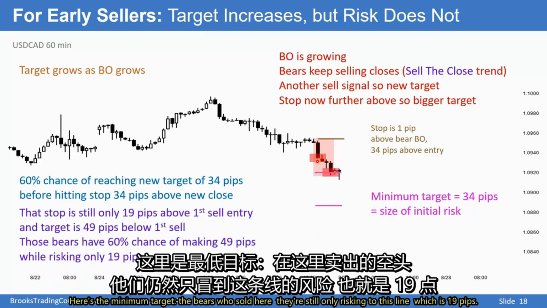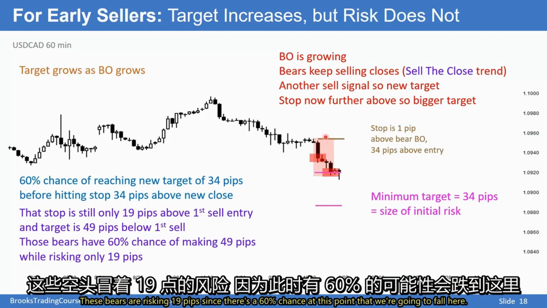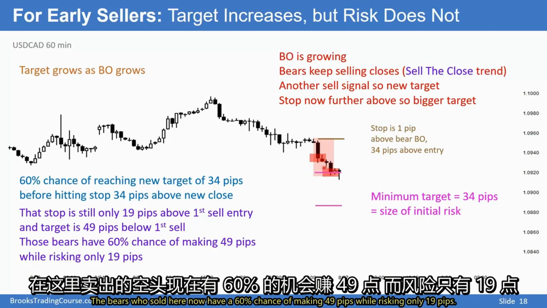The bears who sold here are still only risking to this line, which is 19 pips. These bears are risking 19 pips. Since there's a 60% chance at this point that we're going to fall here, the bears who sold here now have a 60% chance of making 49 pips while risking only 19 pips.